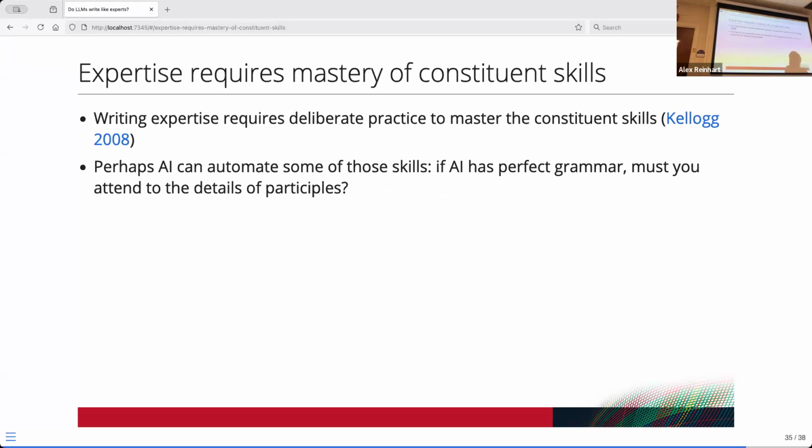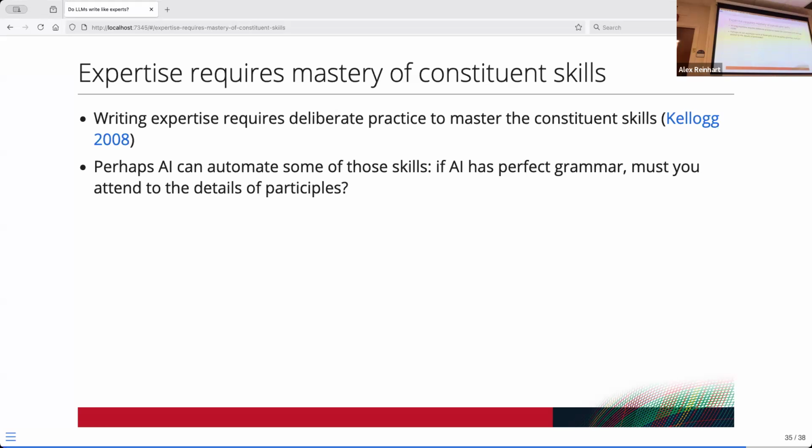And finally, becoming an expert in any discipline requires mastering the constituent skills so you can apply all of those skills automatically, so that then you can focus on the expert skill of integrating it all and doing what you need to do.